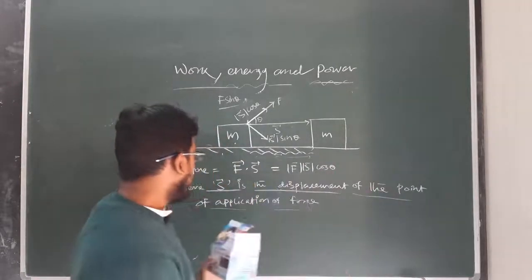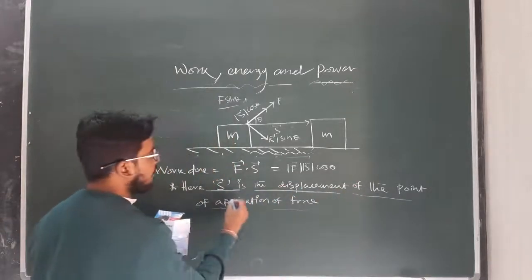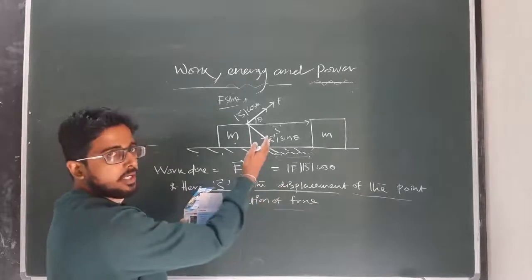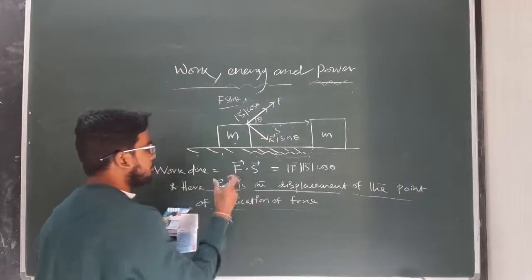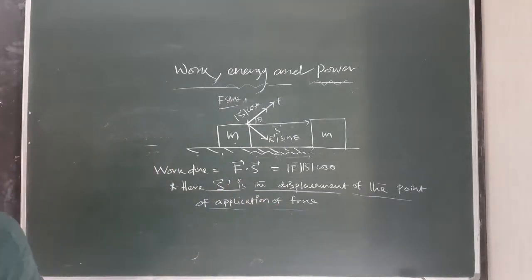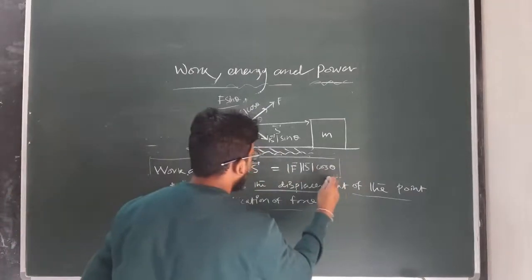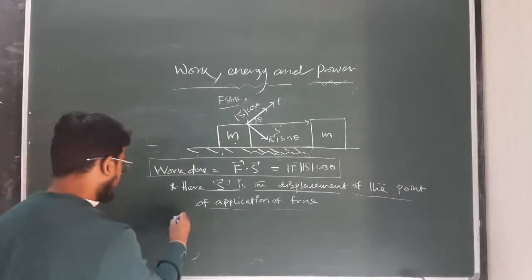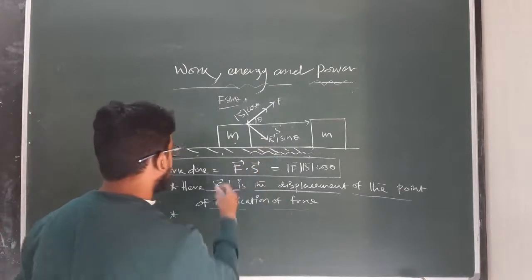But in general, you have to remember, S is what? The displacement of the point of application of force. If the body is rigid, then that will be same as for the complete body. If the body is flexible, then you have to determine the displacement of that point of application of force. Clear? So you have to remember that in this case, work done equals F dot S, where S is the displacement of the point of application of the body.